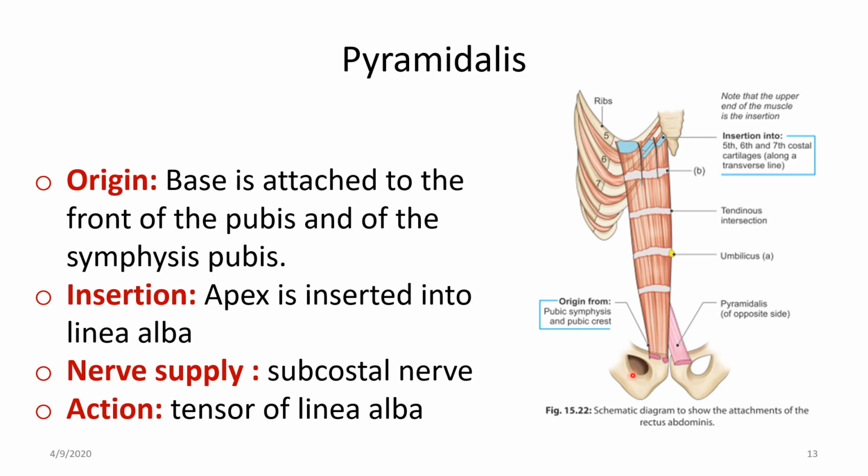The action of this muscle: it is inserted into the linea alba, so it is a tensor of the linea alba. So now you know what is pyramidalis muscle, where it is located, and what is its origin, insertion, nerve supply, and action.